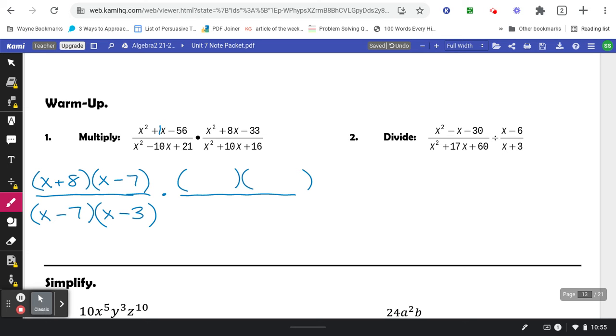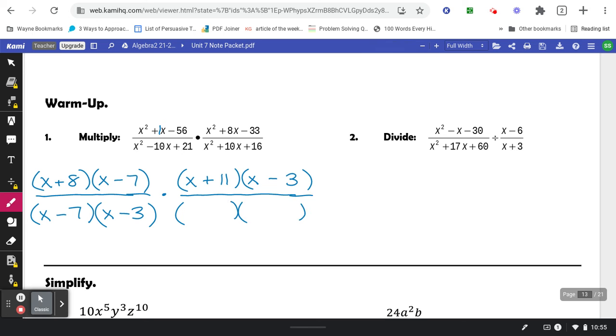Numbers that multiply to negative 33 and add up to 8. So I'm going to have to use the 11 and 3. And then the 11 is going to be positive and the 3 is going to be negative. Remember, you can always check these in your calculator. Make sure your signs are correct.